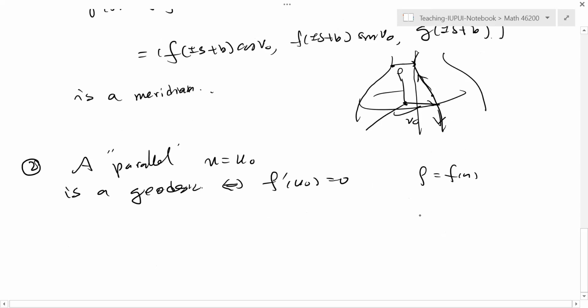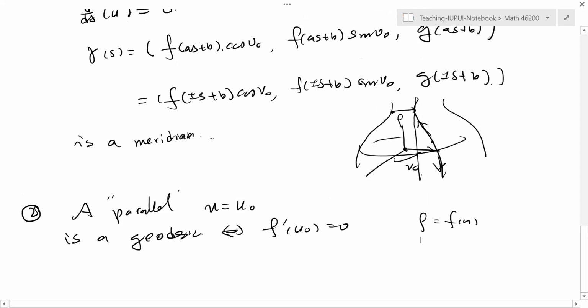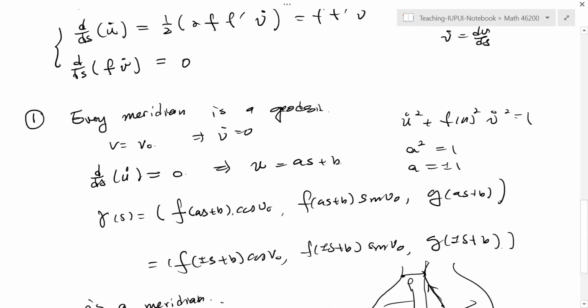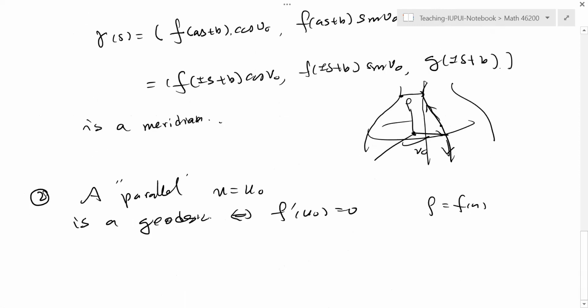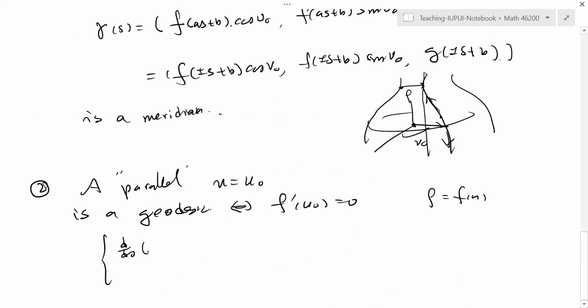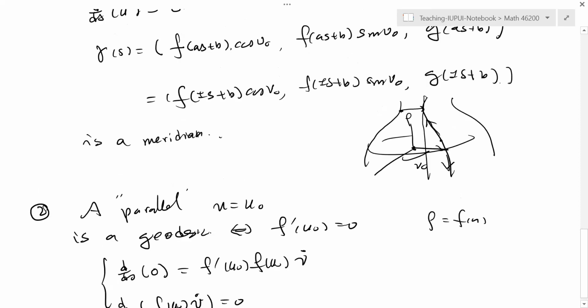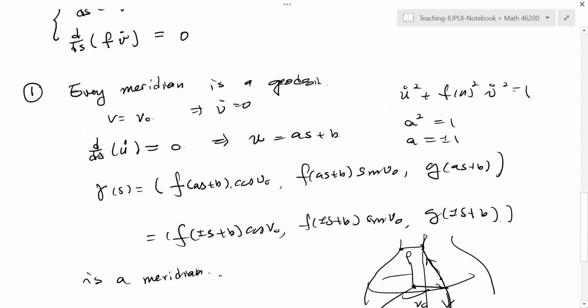So let's look at this first, before I try to understand. Look at the above equation, right? When u is a constant, the above equation becomes d/ds of something, and that's going to be 0. Okay, right? So that's the equation. Let's try to solve it.